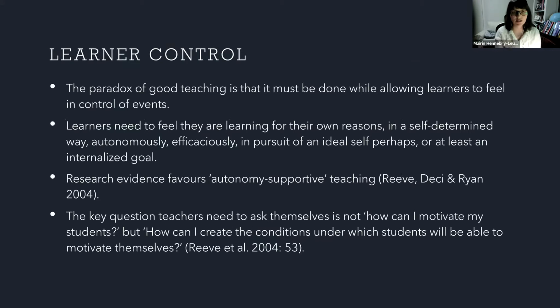Learner control. Andy's been talking a lot about that, and this really comes down to learner agency. It's about getting learners to feel that they are in control of events, of their learning and of what's going on in the classroom. It's a slight paradox in teaching, because as a teacher you are creating the conditions, but you're creating conditions that make the learner feel that they have control. They need to feel that they're learning for their own reasons. That comes back to goal setting, goals that are personally relevant to them.